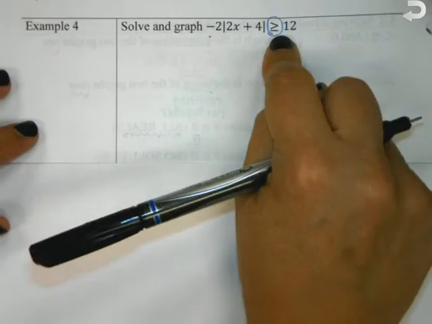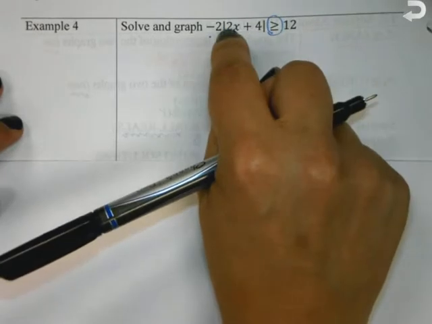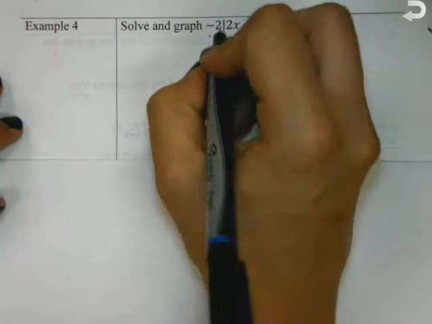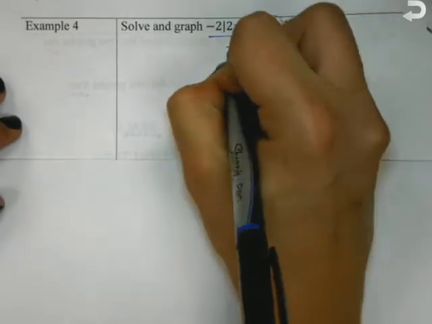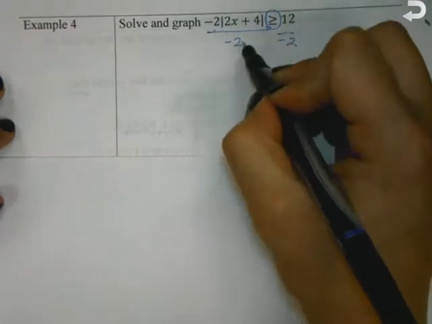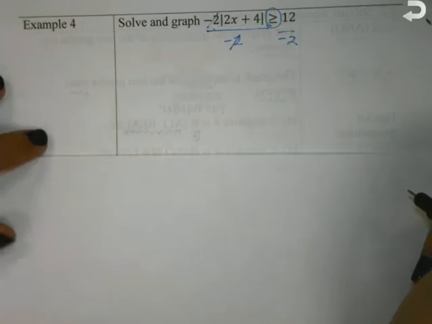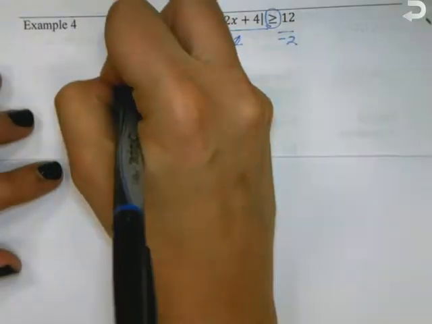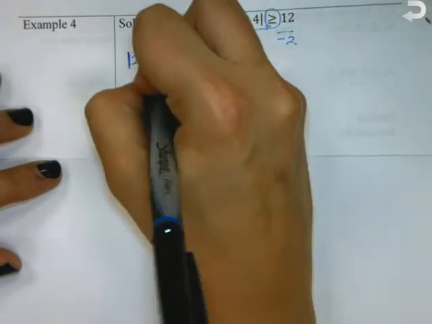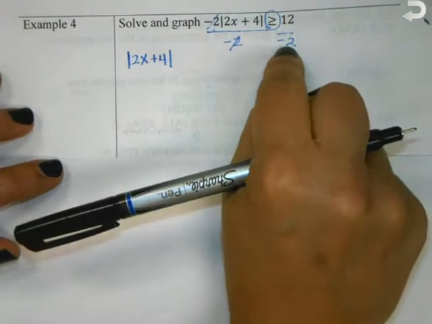So I divide both sides by negative 2, because negative 2 divided by negative 2 gives me 1. So those are going to simplify. On the left-hand side, I'm going to get the absolute value of 2x plus 4. Now when I divide by a negative, my symbol always flips. So this greater than or equal to actually becomes a less than or equal to. 12 divided by negative 2 gives me negative 6.